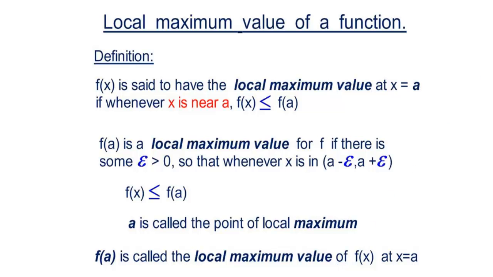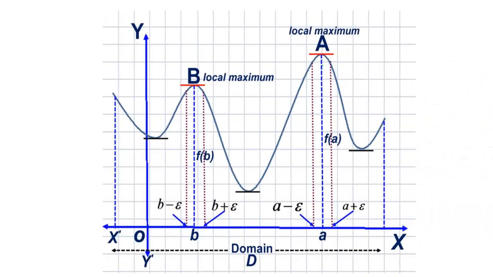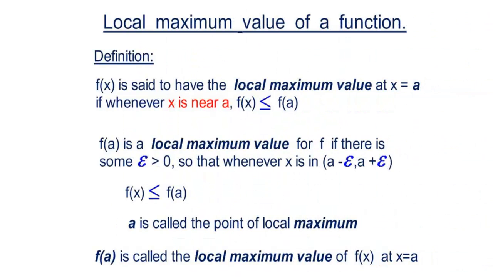We will understand this with the help of this figure. So in this graph, first let us see the point A, at x equal to a. Now as said in the definition, f of a will be a local maximum value if there is some epsilon greater than 0 such that in the interval (a minus epsilon, a plus epsilon), f of x is less than or equal to f of a.